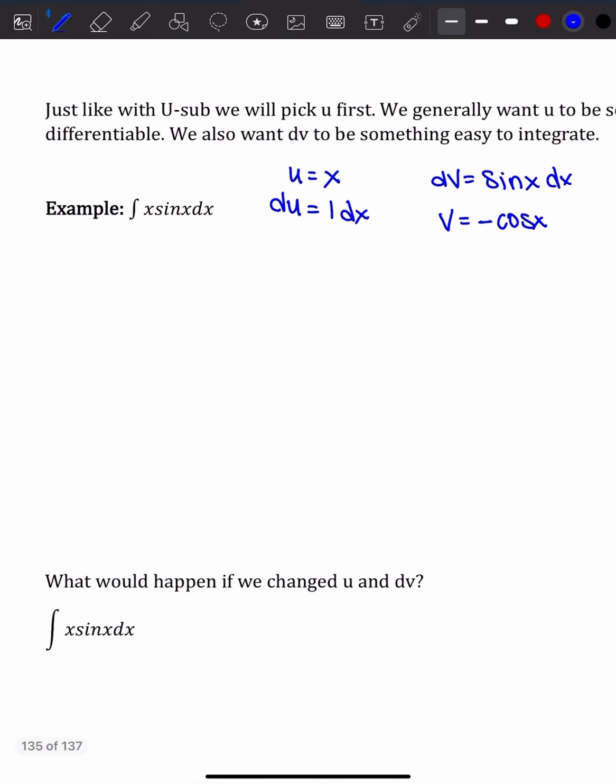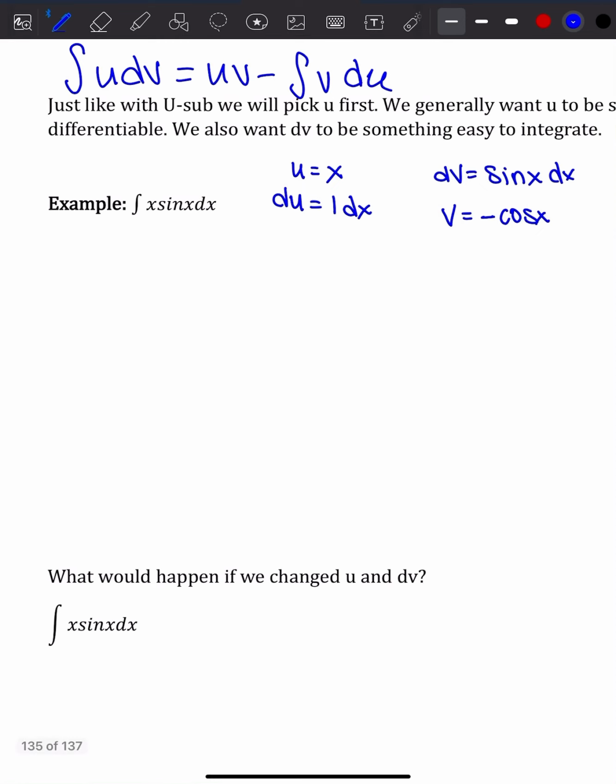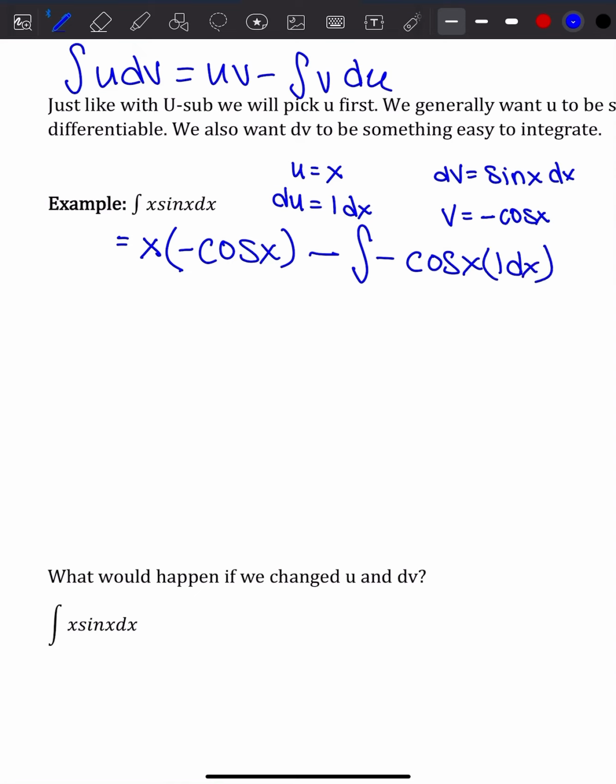So as a reminder, we have the integral of u dv is equal to ultraviolet voodoo. So we have u first. So we have our integral right here. We're going to take u and multiply it by v. So we have x times negative cosine of x. We're going to subtract the integral of v, that negative cosine of x, times du. du is equal to 1 dx.